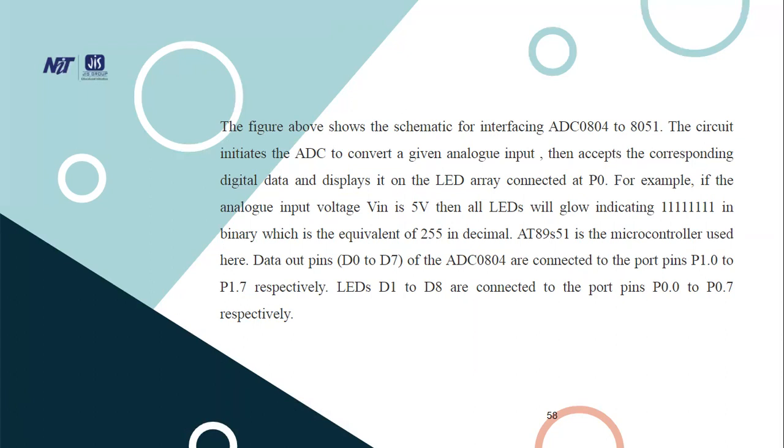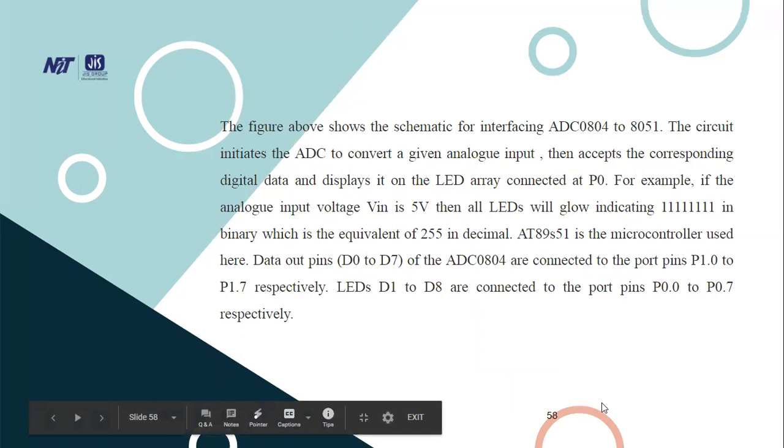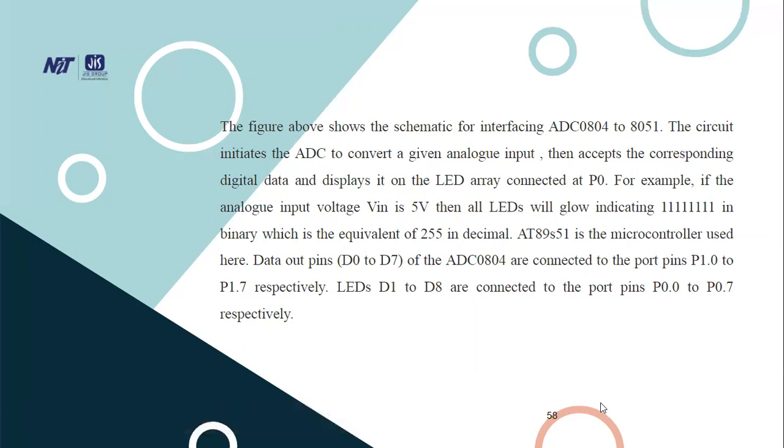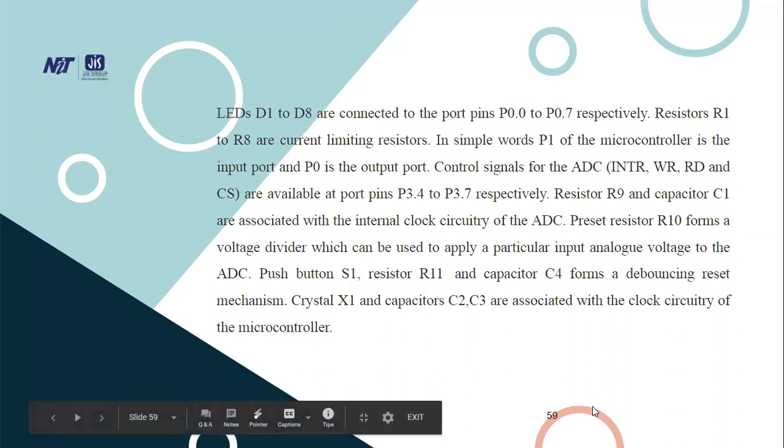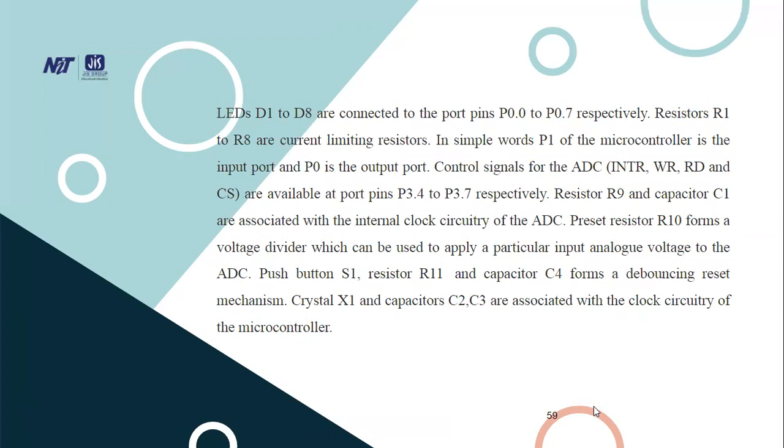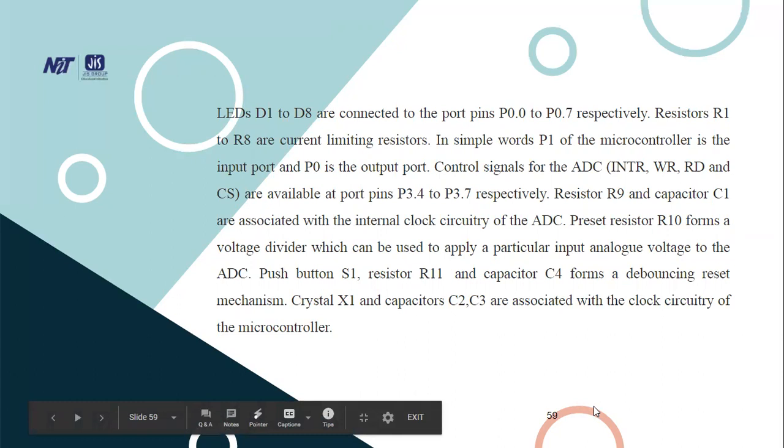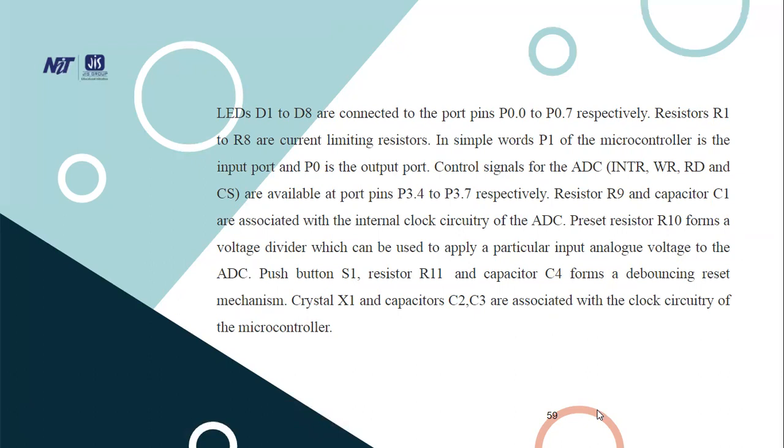AT89S51 is the microcontroller used here. Data output pins D0 to D7 of the ADC 0804 are connected to the port pins P1.0 to P1.7 respectively. LEDs D1 to D8 are connected to the port pins P0.0 to P0.7 respectively. Resistors R1 to R8 are current limiting resistors. In simple words, P1 of the microcontroller is the input port and P0 is the output port.